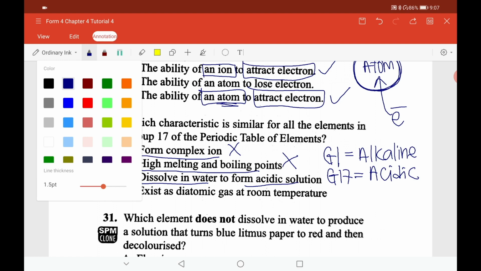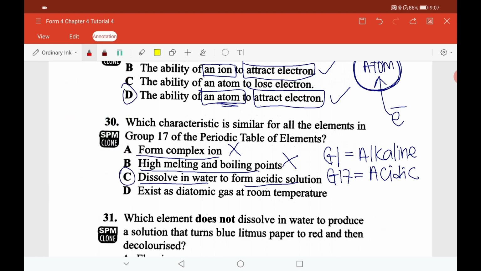But many students will say, sir, answer D also seems correct. They exist as diatomic. Yes, group 17 always comes in two atoms like Cl2, Br2, I2. Seems okay, but why can we not choose answer D, although they come in two atoms? The problem is this word, gas. Not all group 17 are gas. In group 17, you have gas, liquid, and solid.